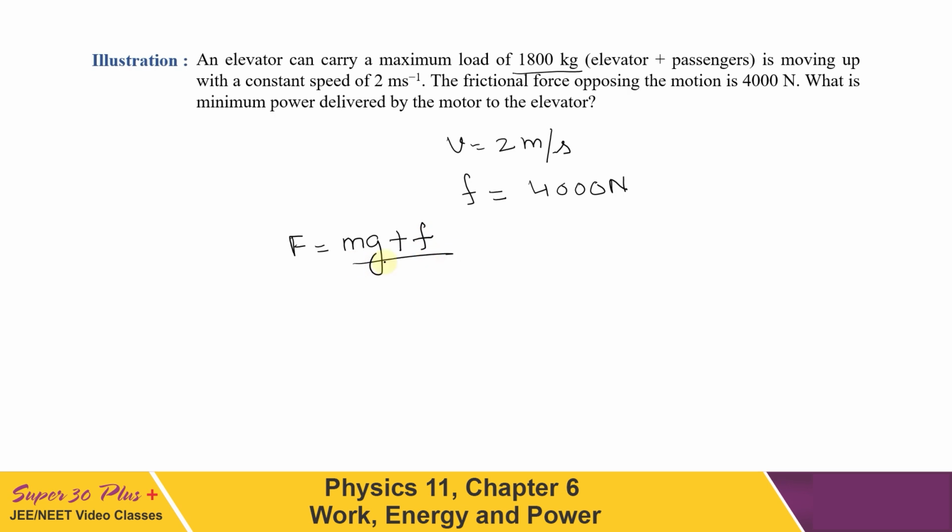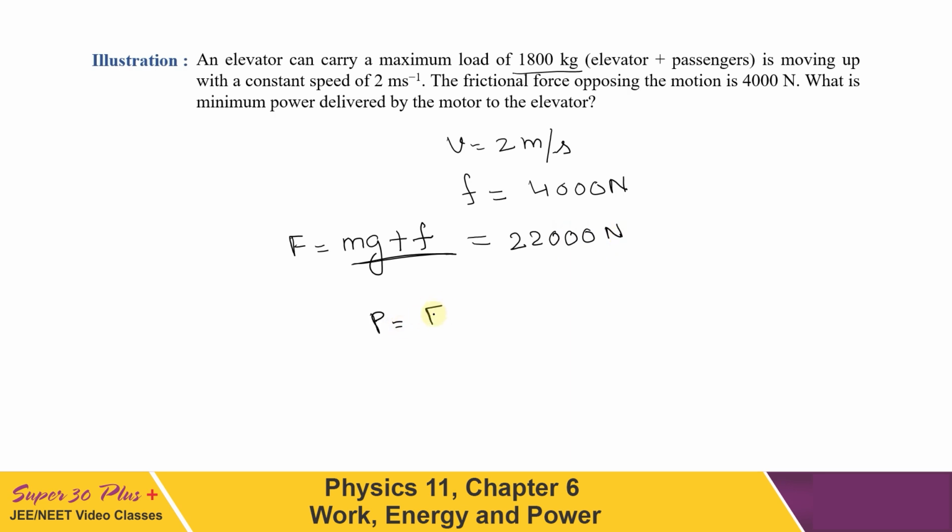So I have added the two forces which are acting in downward directions, that is mg plus F, and this value will be equal to, if we numerically solve the values, 22,000 Newton. This is the total force required to be developed by the motor. So what should be power then?